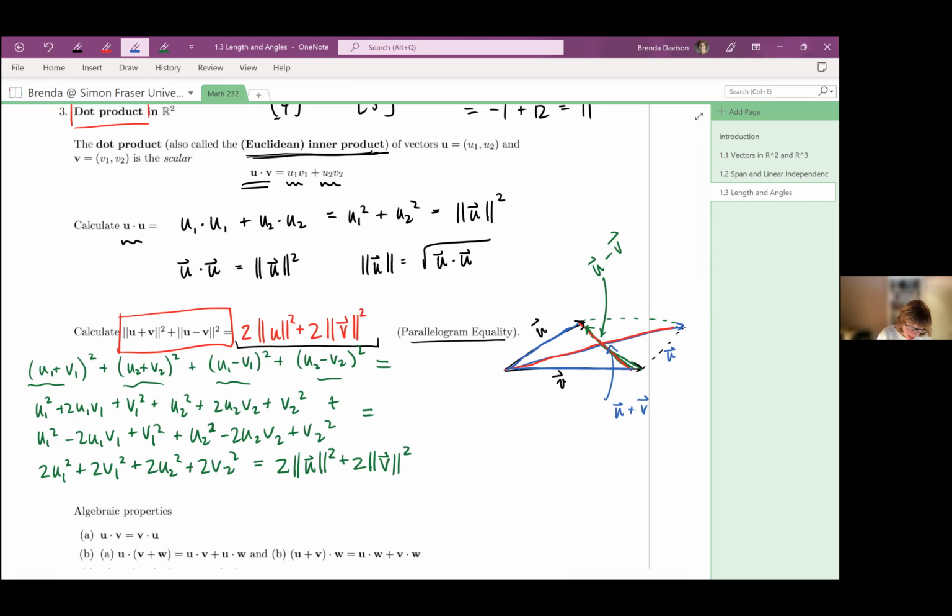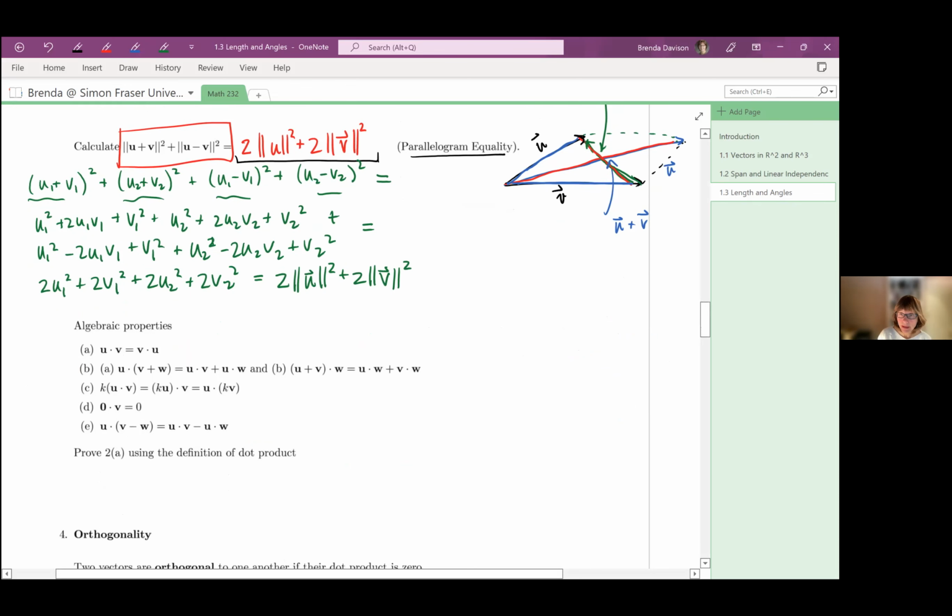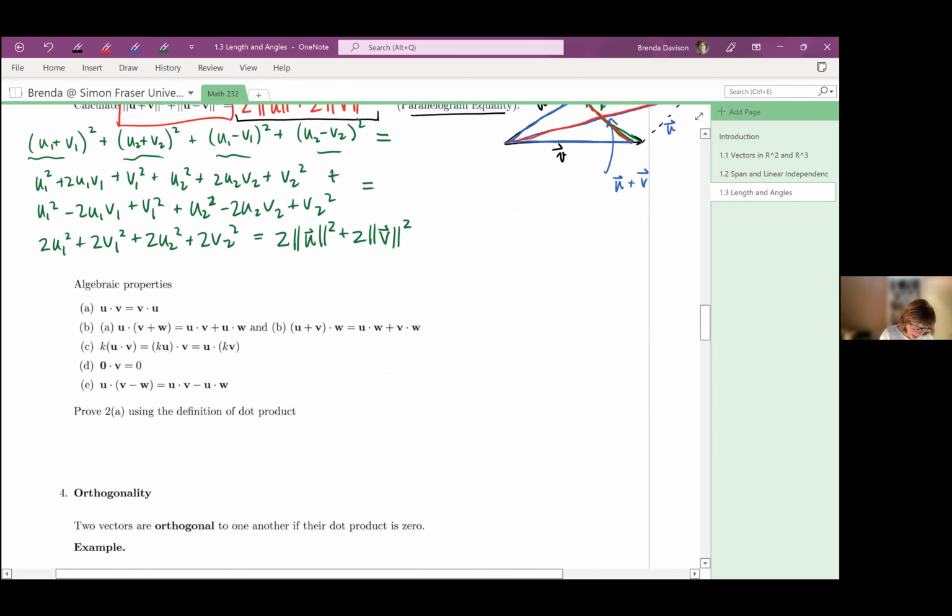Okay, so let us just take a look at some of the algebraic properties of the dot product. Okay, they are here. The dot product commutes. u times v is the same as v times u. We have distribution. Okay, so we have left and right distribution. We have the ability to distribute the scalar throughout. If we take the dot product with the zero vector, we get 0. And then we have here distribution over subtraction.